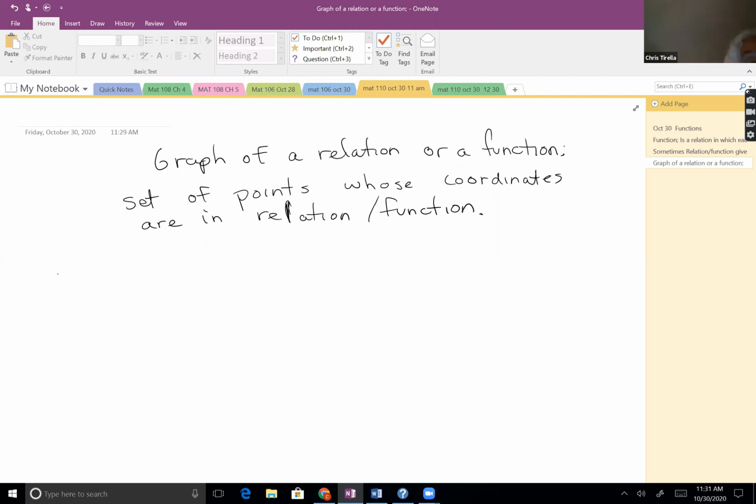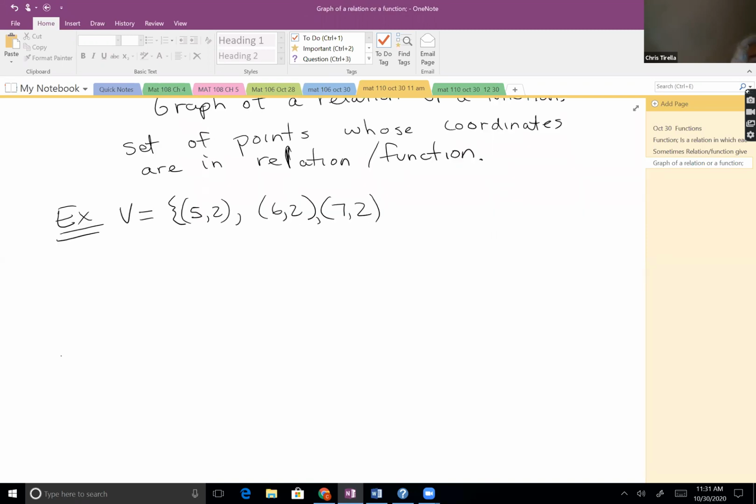All right, so let's look at an example. I'm going to be a little bit lazy. For my first example, I'm going to look at that set D that we had, which was (5, 2), (6, 2), (7, 2). I want to graph that. And I also want to look at that set U that we had, which was (1, 2), (2, 4), (1, 3). And I want to look at that graph.